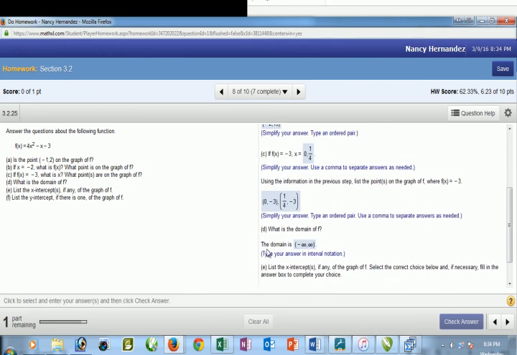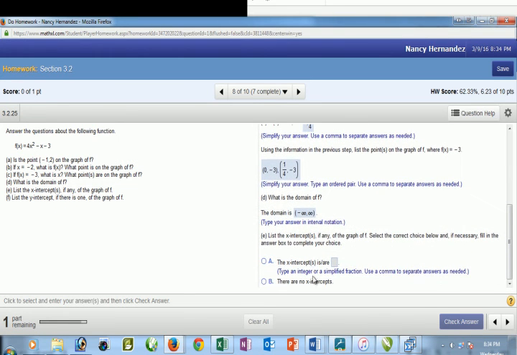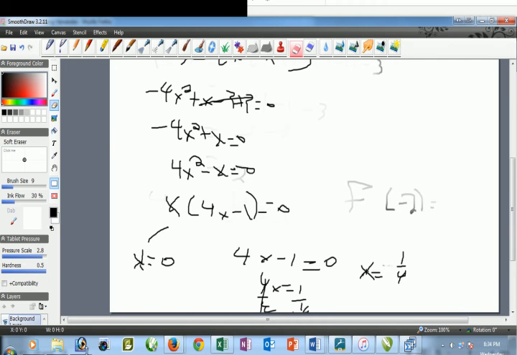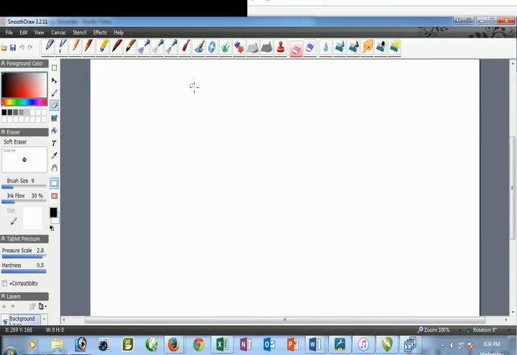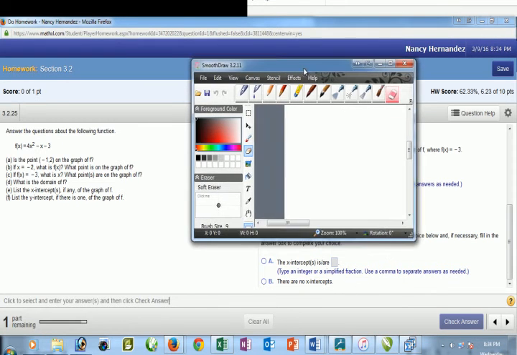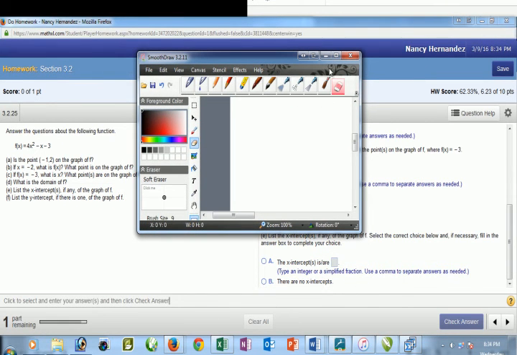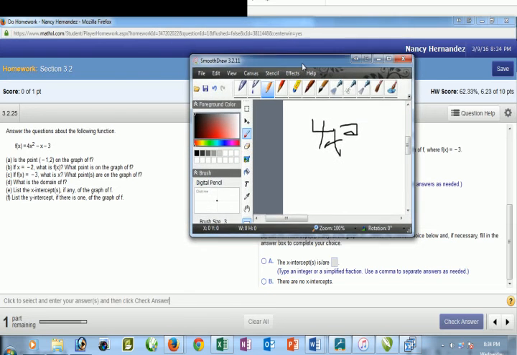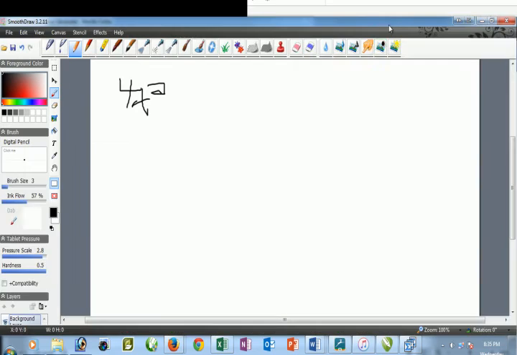The x-intercepts, gotta remember, that's a do you love me question. X-intercepts, I say y is 0. So let's go back to this guy real quick. Clear the screen, because that's just nasty. So you know that's going to be 4x squared minus x minus 3. I'm writing with the mouse.